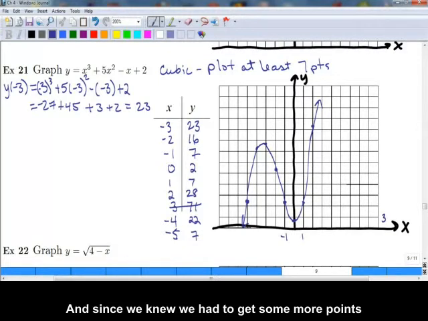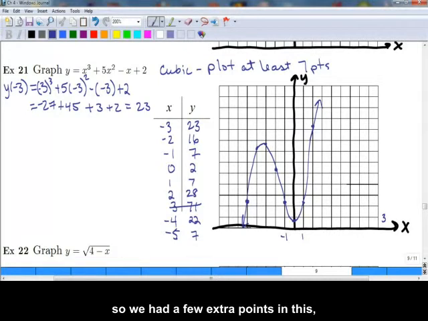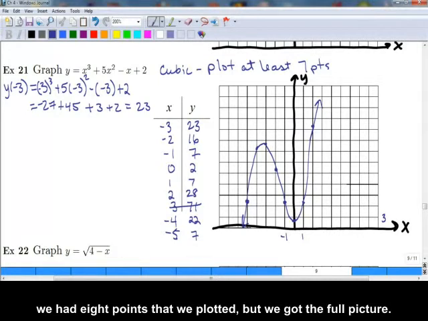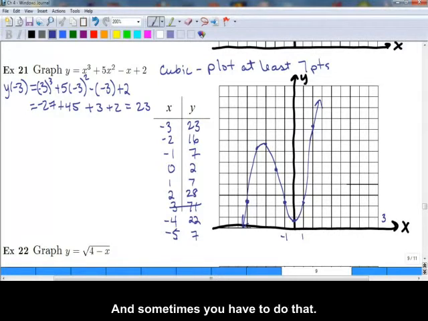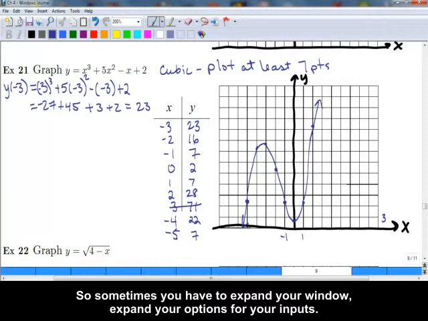And since we knew we had to get some more points because we were only seeing this middle parabola, we extended the graph by plotting -4, -5. So we had a few extra points in this. We ended up with 8 points that we plotted, but we got the full picture. And sometimes you have to do that. Just because you pick 7 points doesn't mean they're all going to show up and give you the full picture. So sometimes you have to expand your window, expand your options for your inputs.